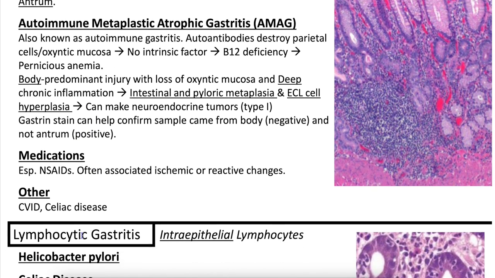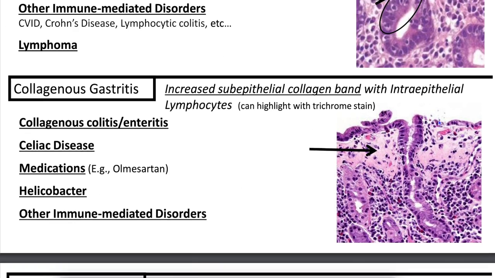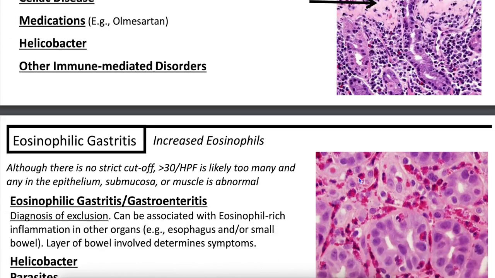MEDs, CVID, celiacs. Lymphocytic gastritis, intraepithelial lymphocytes, as you can see here. H. pylori, celiacs, MEDs, HIV, Crohn's, CVID, lymphocytic colitis, lymphoma, collagenous gastritis. That multi-interstate highway in the subepithelium with intraepithelial lymphocytes. I see this in collagenous colitis, enteritis, celiac disease, MEDs, Helicobacter, other immune-mediated disorders.